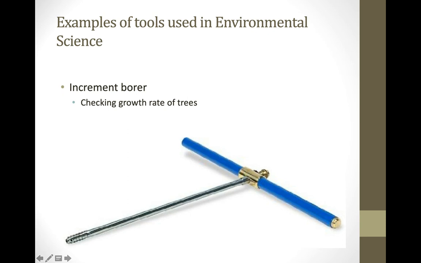And then there's a little hole right here, and you can't really see that very well in the picture. But you're going to take this piece out, and when you take this piece out, it's going to have a little core, and that little core piece just comes out of the tree, and you can count the lines, which are essentially the rings of the tree, and you can tell about how old it is. You can tell about what its growth rate looks like.